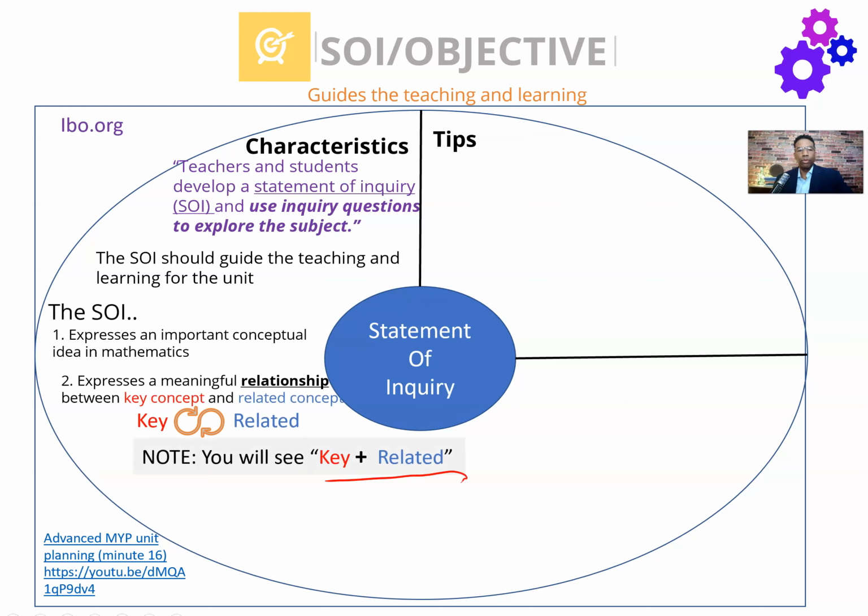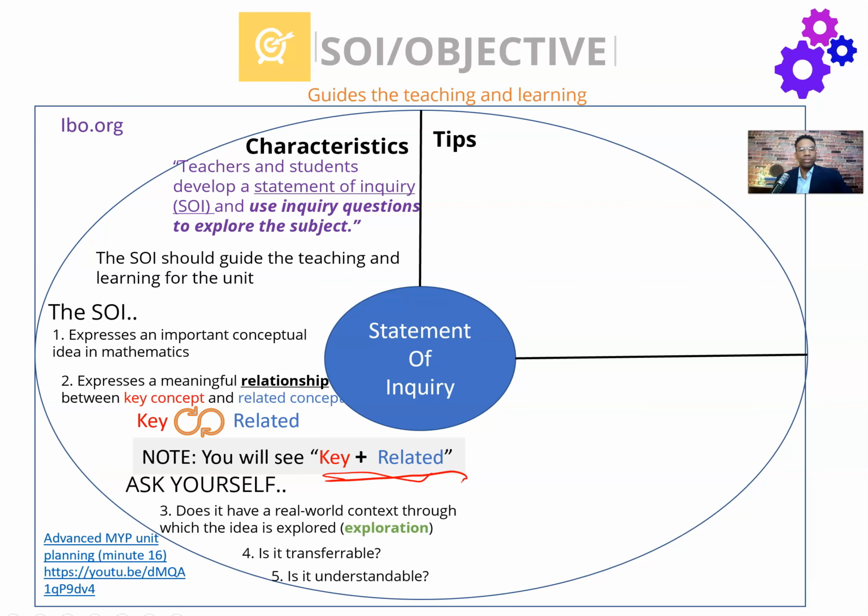Let's go through a few things the SOI should do. It should express an important conceptual idea in mathematics. It should express a meaningful relationship between key and related concepts. Now, sometimes you'll see key, and a lot of times I saw key plus related, but it's more a relationship than take the key concept and then add a related concept. You should ask yourself, does it have a real world context through which the idea is explored? Is it transferable? Is it understandable?